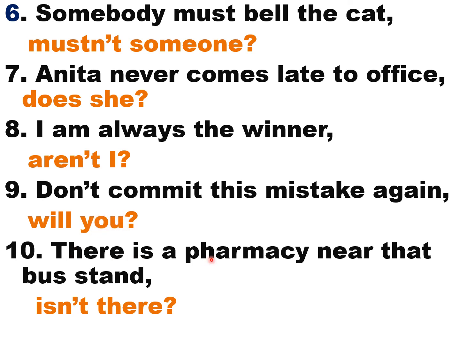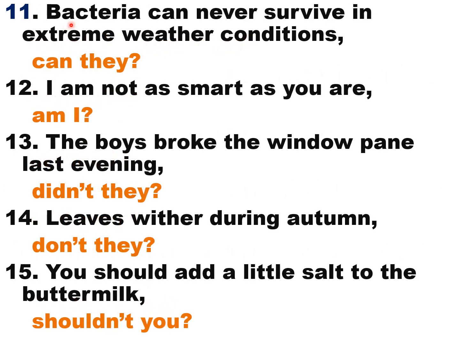There is a pharmacy near that bus stand. Positive statement. This is a verb here. So negative tag. Isn't there. Bacteria can never survive in extreme weather conditions. Can never. Negative statement. We have the auxiliary verb can. So positive tag. Can they.